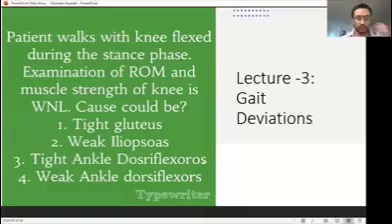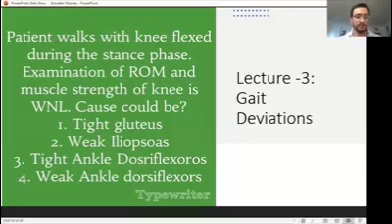Now we are going to look for either hip flexion contractures or ankle dorsiflexor contractures. Look at number 1, tight gluteus. Now, tight gluteus is actually opposite of hip flexion contracture, so that is not our answer. Look at option number 2, weak iliopsoas. Well, it does not say anything about the hip flexion contracture, so that is also not our option.